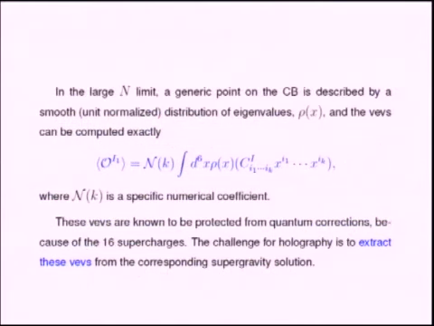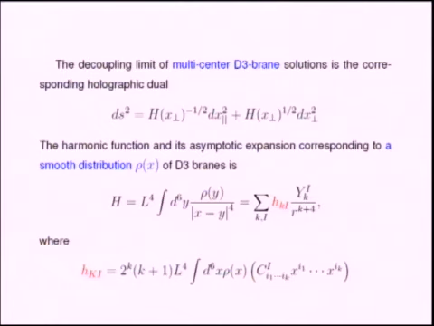Now, in the large N limit, a generic point on the Coulomb branch is described by a smooth distribution of eigenvalues for the 6 matrices, and you can compute the VEVs exactly with this result. This is some specific numerical coefficient, and it's computed as an integration of the distribution of eigenvalues. Now these VEVs are known to be protected from quantum corrections. 16 supercharges is enough for this. It's kind of a corollary, well, perhaps you can tell me better, but it is a corollary of Seiberg-Witten's result. So the challenge for holography is to get exactly these VEVs from the corresponding supergravity solution.